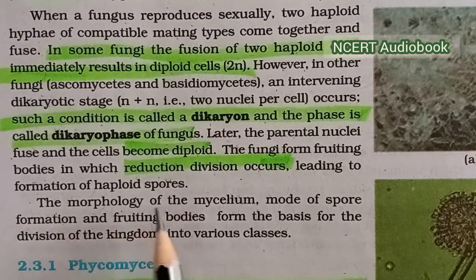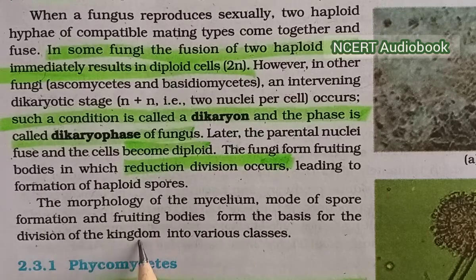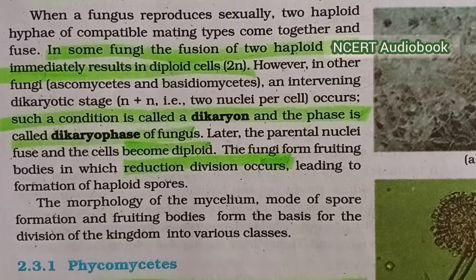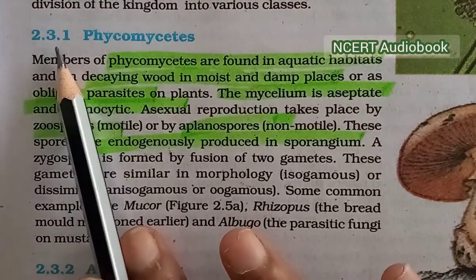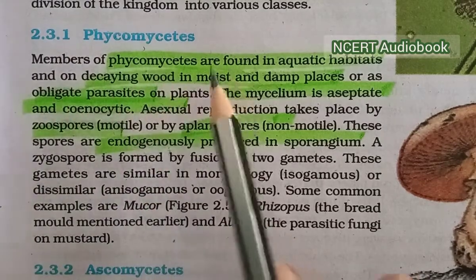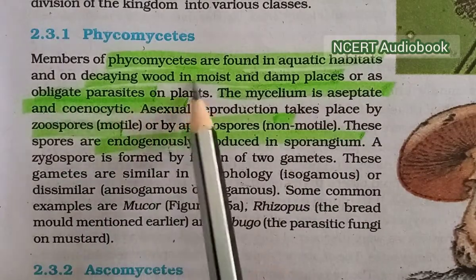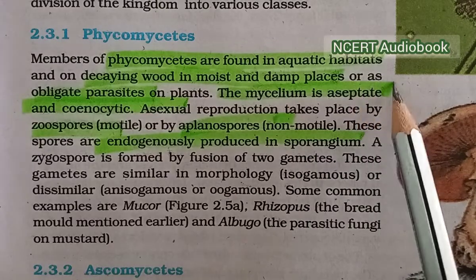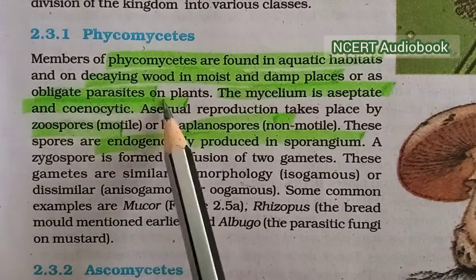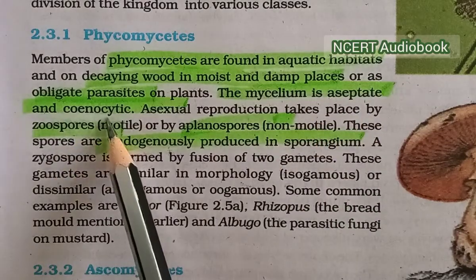The morphology of the mycelium, mode of spore formation and fruiting bodies form the basis for the division of the kingdom into various classes. 2.3.1 Phycomycetes. Members of Phycomycetes are found in aquatic habitats and on decaying wood in moist and damp places or as obligate parasites on plants. The mycelium is aseptate and coenocytic.